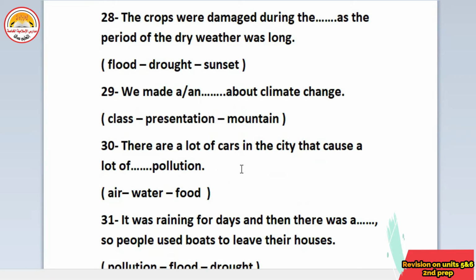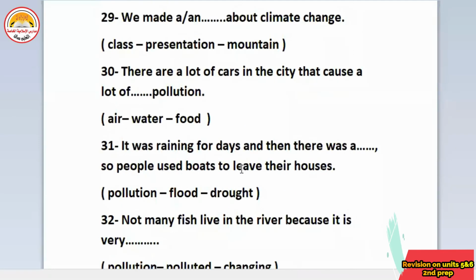Okay, number 30, Hannah Lutfi. Hannah, can you hear me? Number 30. There are a lot of cars in the city that cause a lot of air pollution. Yeah, air pollution. Very good, thank you. So here number 30, there are a lot of cars in the city that cause a lot of air pollution. Very good, thank you.